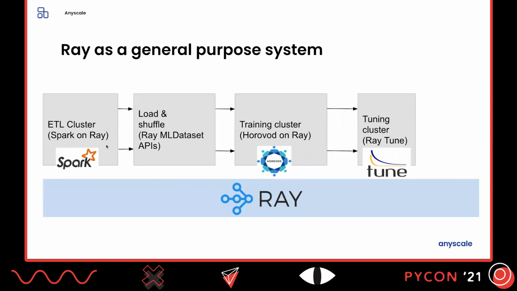All these features clearly indicate Ray can be a great solution as a general purpose system for this end-to-end ML lifecycle. So this is the same example, but on top of Ray. You can run Ray, do the ETL job using Spark on Ray, load and shuffle the data using the Ray ML dataset APIs, train using Horovod on Ray, and tune the machine learning model using RayTune.